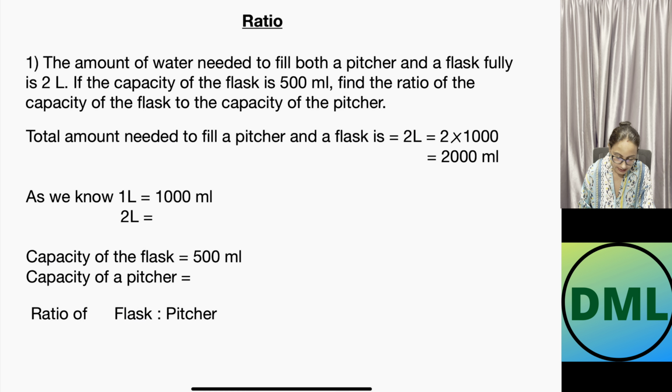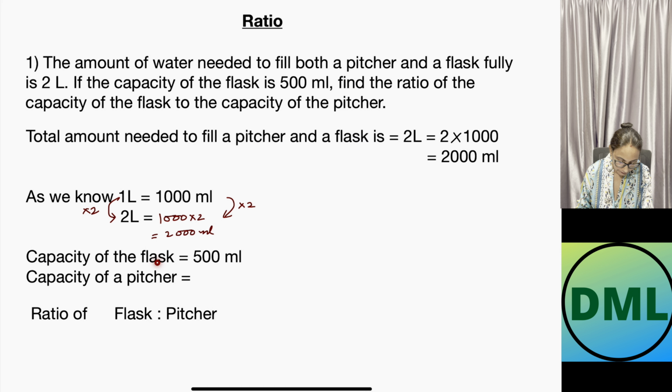This is in liters and this is in ml. I need to convert these liters into ml. We know that 1 liter is equal to 1000 ml. So 2 liters will be, how do you reach from 1 to 2? You are going to multiply by 2. The same operation I have to do on the right hand side also, multiplication by 2. 1000 multiplied by 2 will give you 2000 ml. In 2 liters, there are 2000 ml.